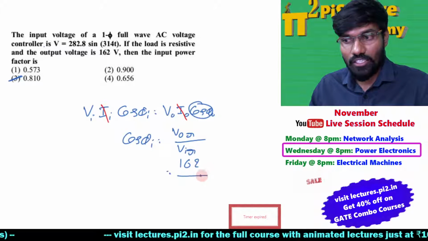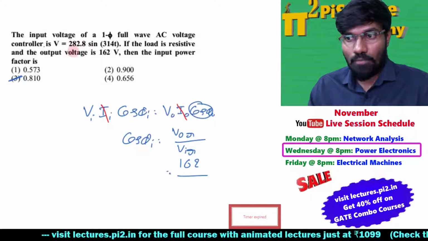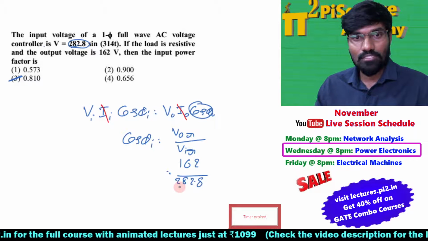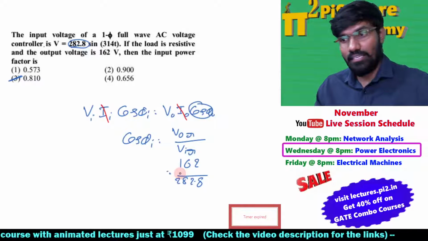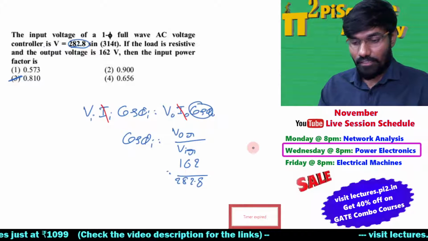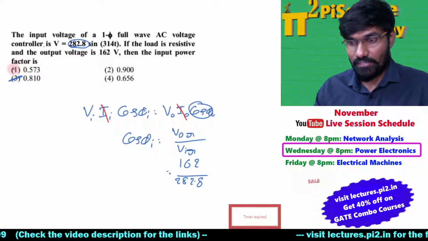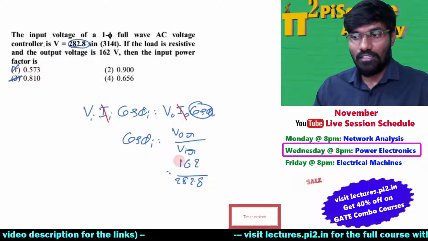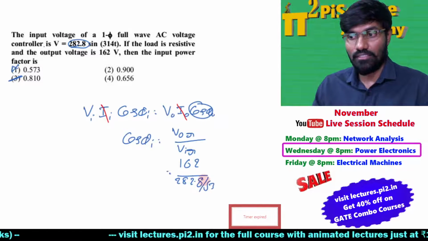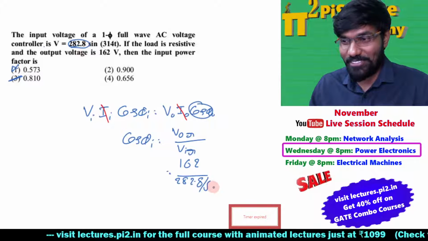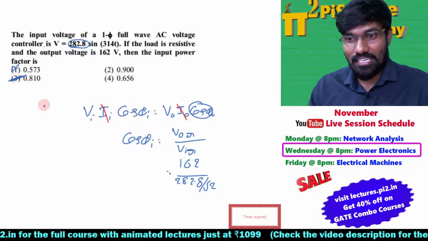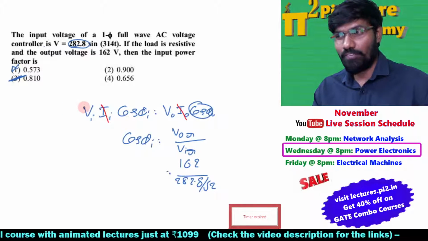Careful here. Should I take V input RMS as 282.8? Let me just check it. If you take that, you are getting 0.573 as the answer, but that is the wrong one because this is not an RMS value, this is a maximum value. Yes, you're right, Nikhil. I should divide by root 2. So if you do that, then you will get the right answer. You should be careful with such simple things.